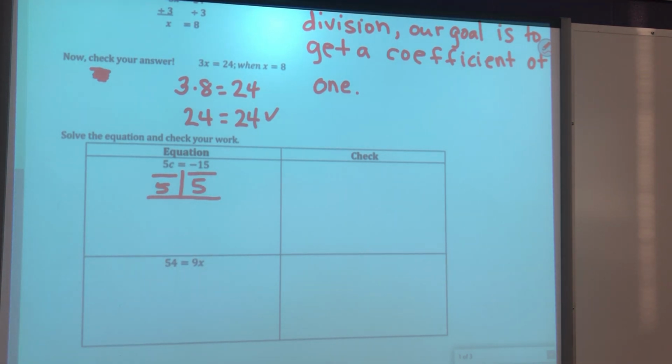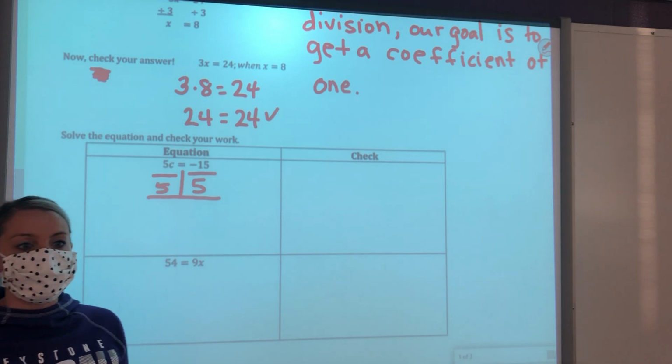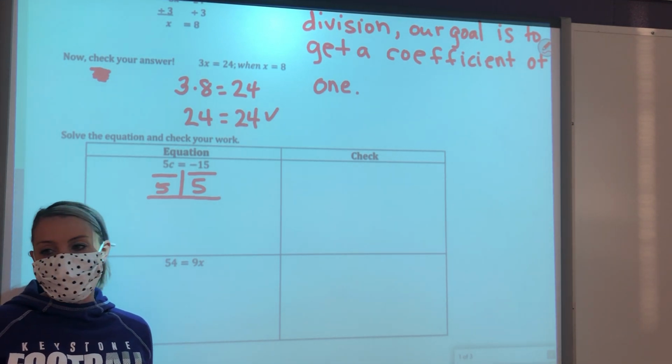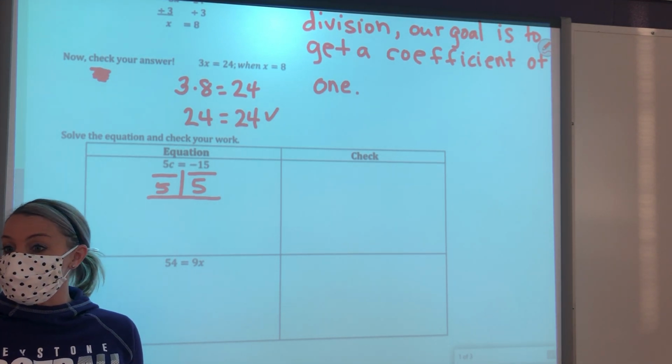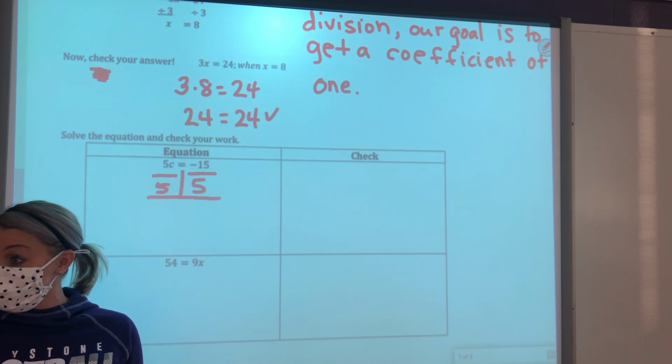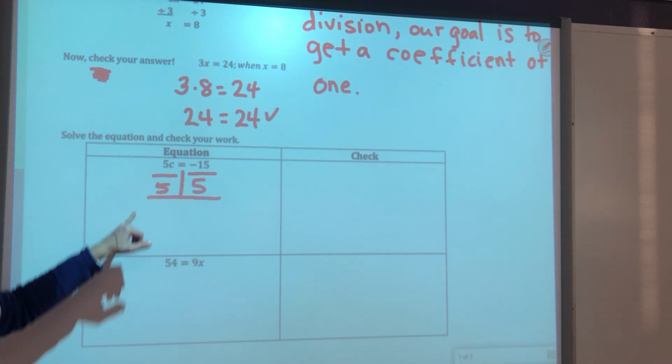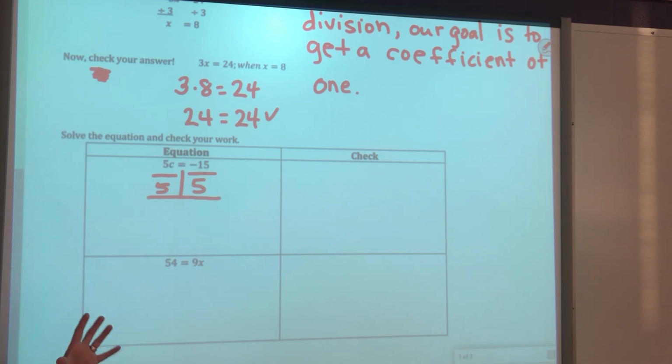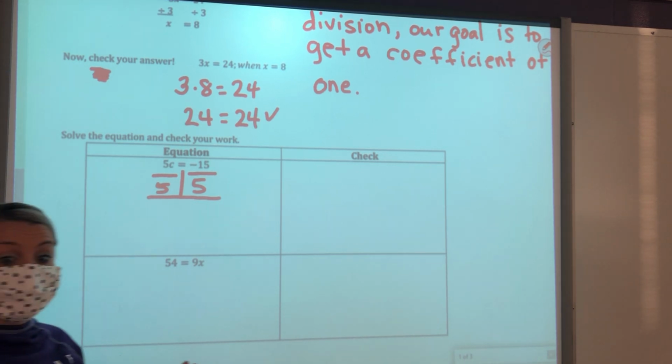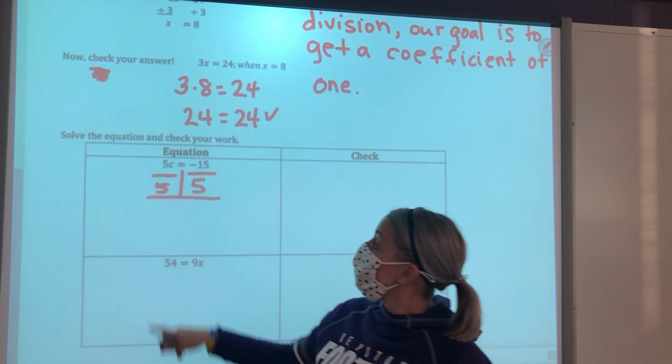Can you use division signs? Yes, that's fine. I don't necessarily like division signs because sometimes I work too fast and I worry about confusing it as an addition sign if I'm sloppy. So that's why I use the division bars. I don't care what you use. You've got to use what you're comfortable with, okay?